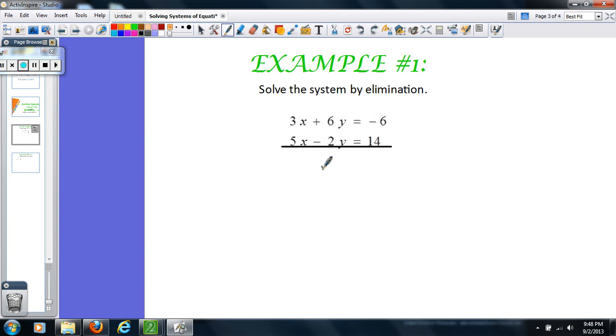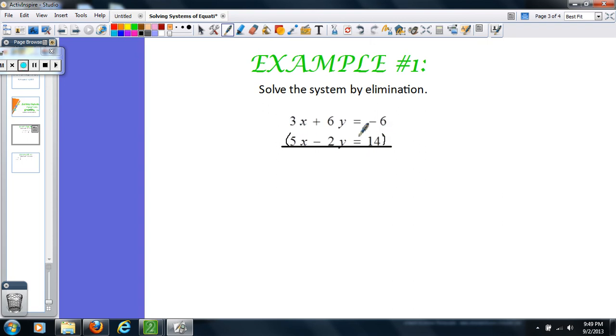So I just want to pick whichever has the smallest and easiest numbers. For example, 3 and 5: right now if I add these, I'd end up with 8x. I need one of these to be the opposite of the other so that when I add them, they become 0. The same goes for 6y and 2y. I can't multiply 3 by something to get 5, but I can multiply 2 by something to get the opposite of 6. So I'm going to look at doing that.